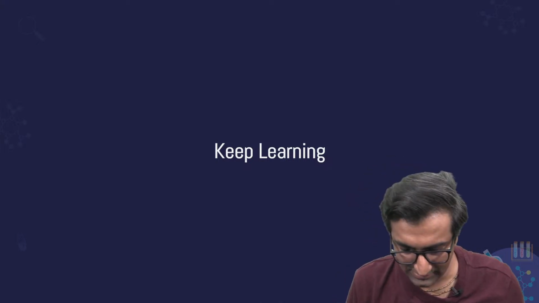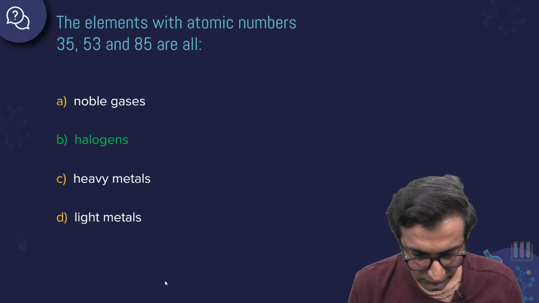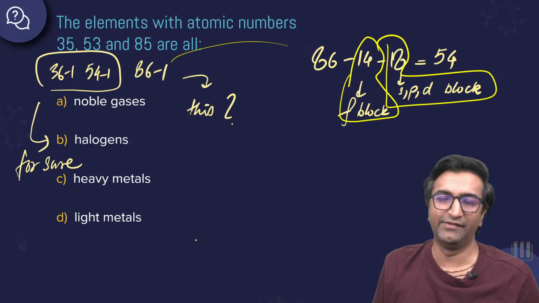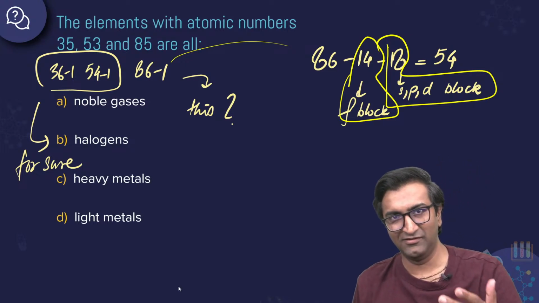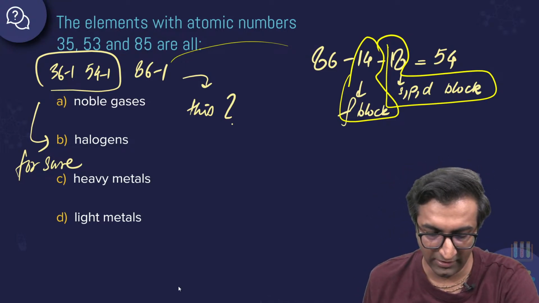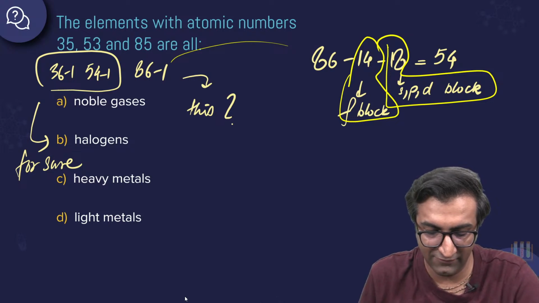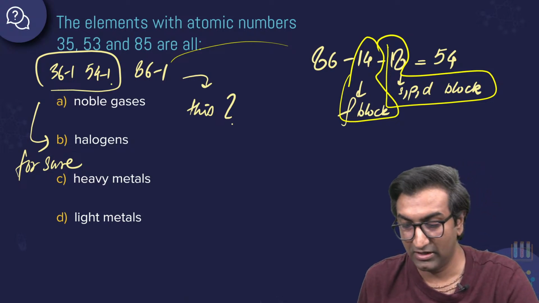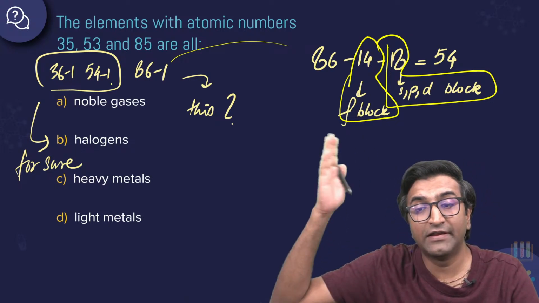XYZ, क्या चीज आपको समझ नहीं आई? XYZ, अमेरिकन कब से बने? देखो, इसमें बोल रहे हैं कि एलिमेंट्स एटॉमिक नंबर्स 35, 53 एंड 85 आर ऑल व्हाट? अब ये कहाँ आएंगे? आई एम ट्राइंग टू फिगर आउट किस ग्रुप में आएंगे?